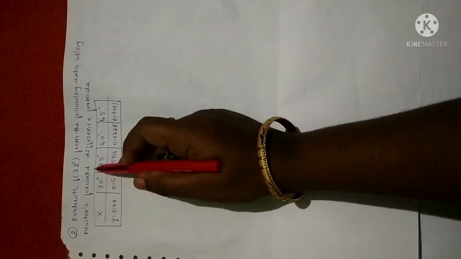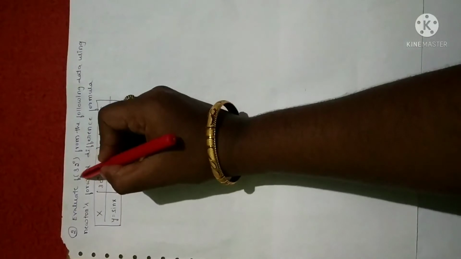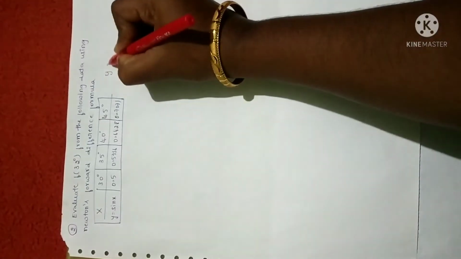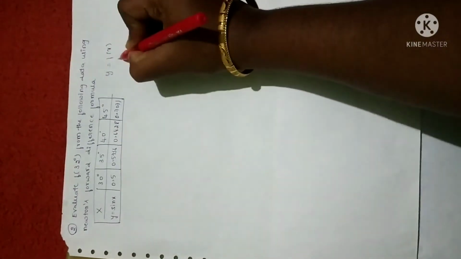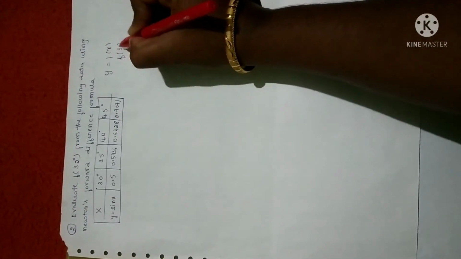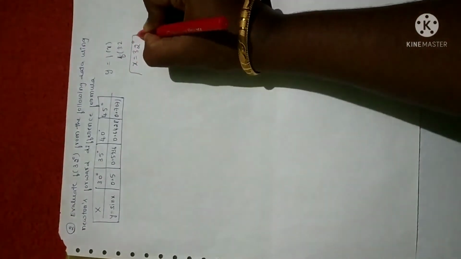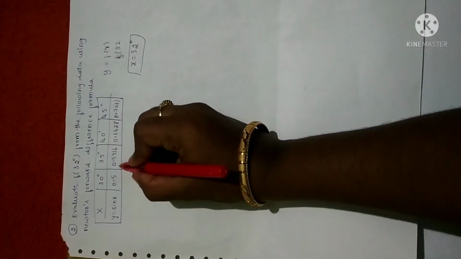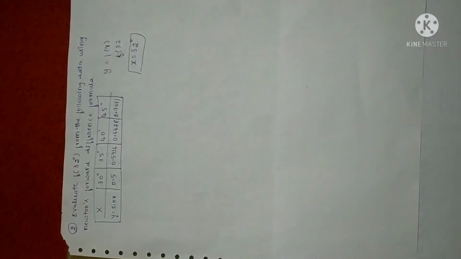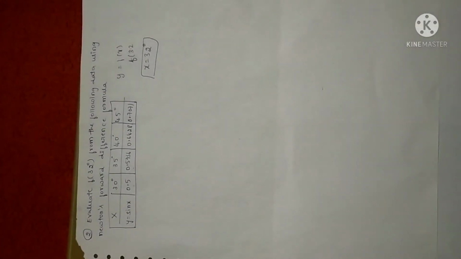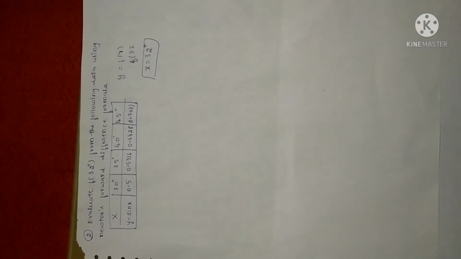So here is the second problem. Evaluate f of 32 degree from the following data using the Newton forward difference formula. We have to find f of 32. Remember the standard form, y is equal to f of x. We need to find f of 32. So in place of x what do we have? 32. So the value of x is 32 degree. Fine. Now x values and y values are given. No need to worry about it. You just write down the terms whatever is given. Fine. So let me write down the x values and y values.